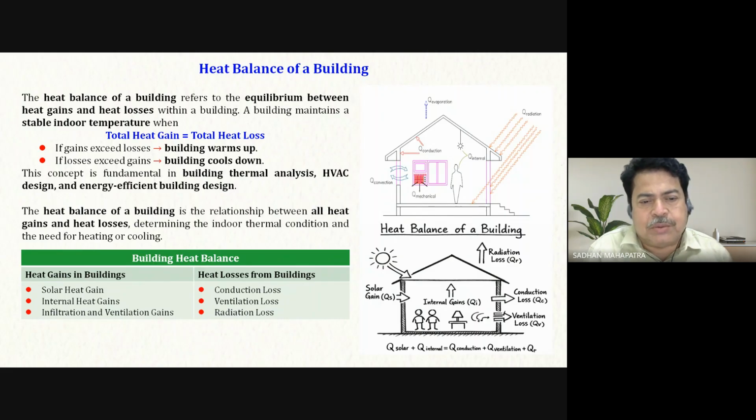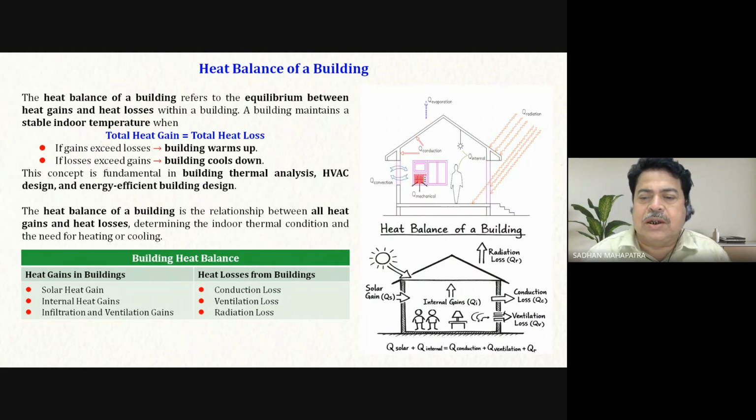Now the heat balance of a building is a relationship between all heat gains and heat losses, and that determines what the indoor thermal condition will be, and that will again decide whether we need heating or cooling of the building. Now if we look at the different ways heat gains occur in the building, obviously the solar heat gain, internal heat gains, and the infiltration and ventilation gain. What are the typical losses from the building? The conduction loss, ventilation loss, and the radiation loss.